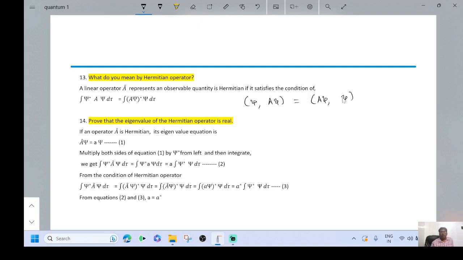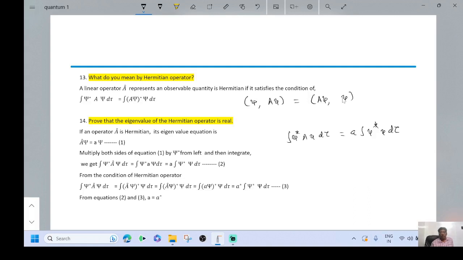Prove that the eigenvalue of a Hermitian operator is real. Operator A operates on psi and gives one eigenvalue a into the same function psi. This is called an eigenvalue equation. Multiply both sides of equation 1 by psi star from the left and then integrate. Psi star A psi d tau equals psi star a psi d tau. If small a is the eigenvalue, take it out, and you get equation 2. That means integral of psi star A psi d tau equals a into integral of psi star psi d tau.